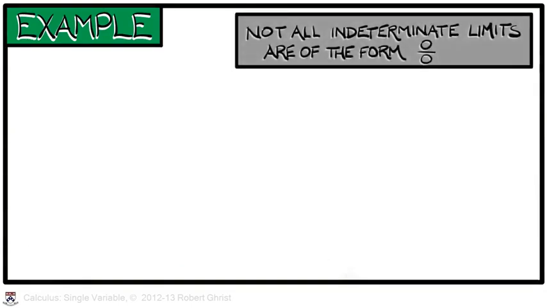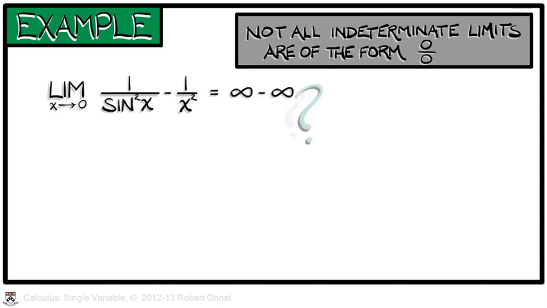Now, not all tricky limits are in the form of 0 over 0. For example, the limit as x goes to 0 of 1 over sine squared x minus 1 over x squared. Evaluating looks like infinity minus infinity. That's not going to work.